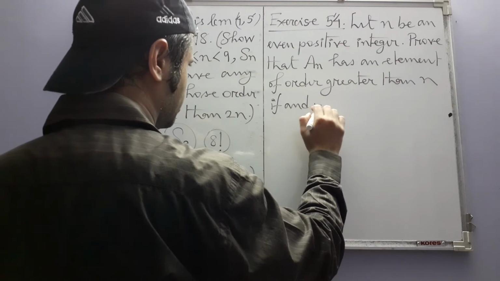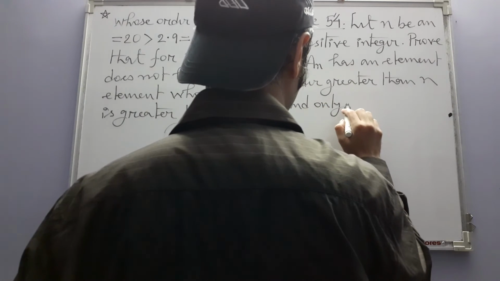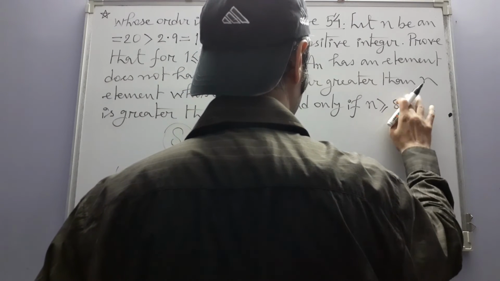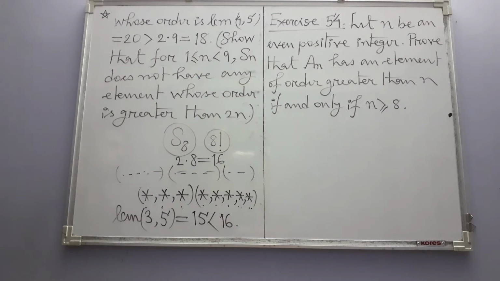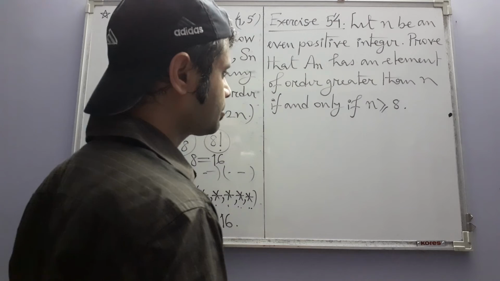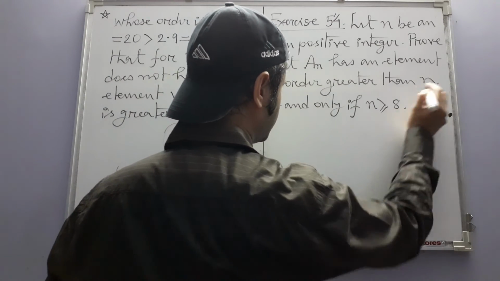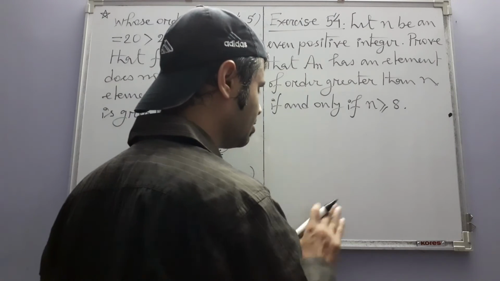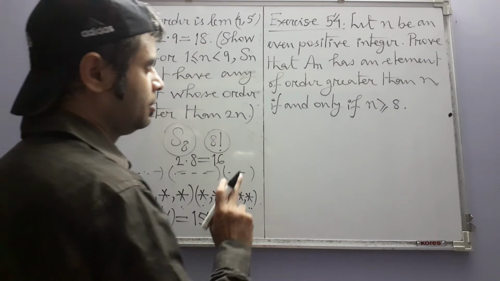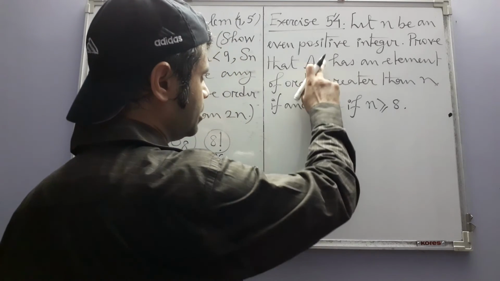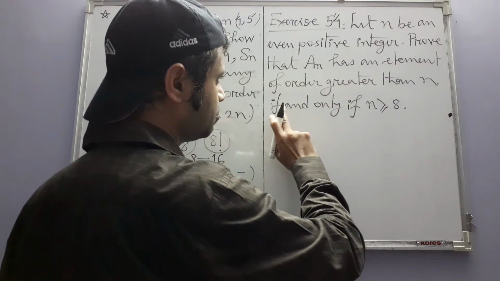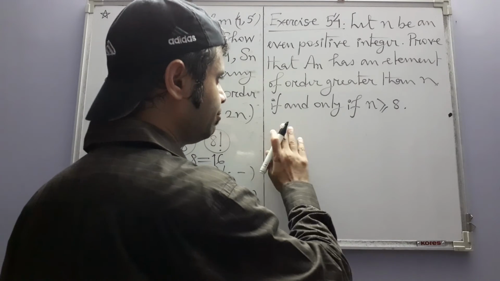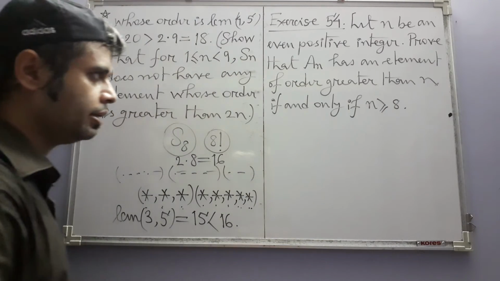if and only if. So it's an equivalent statement. n is greater than or equal to 8. So what we are saying here is that, note one more thing, n is not any positive integer. We should not forget that n is given to be even. Now under that condition, this alternating group An will have at least one element whose order is greater than n if and only if n is at least 8.